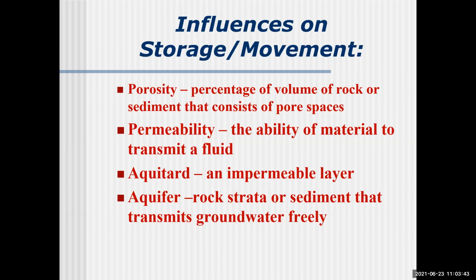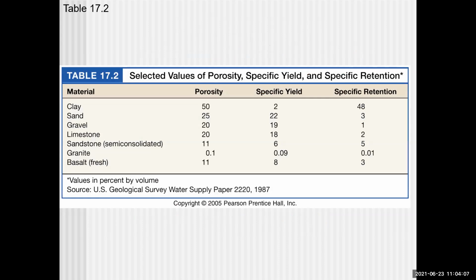And these are going to be generally low permeability materials. An aquifer is a rock or a layer of sediment that transmits that groundwater freely. Water moves freely through the aquifer. So this is what you're going to want to tap into for your groundwater supplies. And in looking at various materials, we can look at these properties, porosity and permeability related factors, to determine which materials are going to make the best aquitards and which materials are going to make the best aquifers.